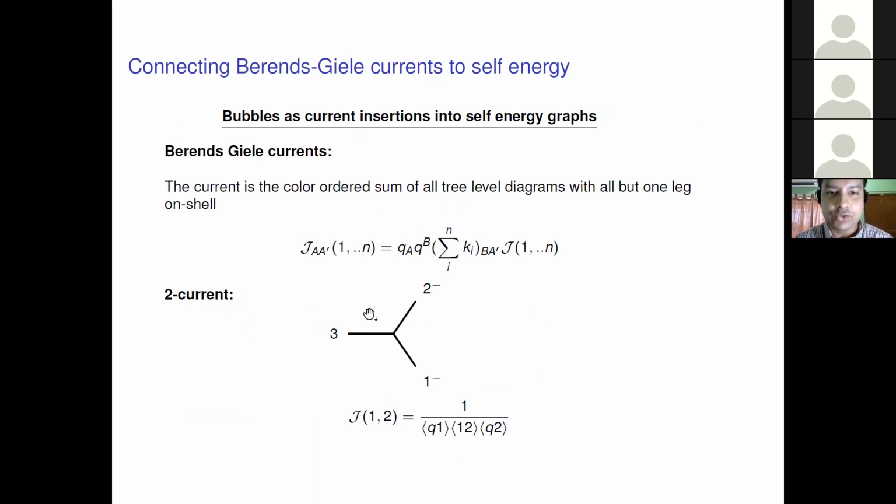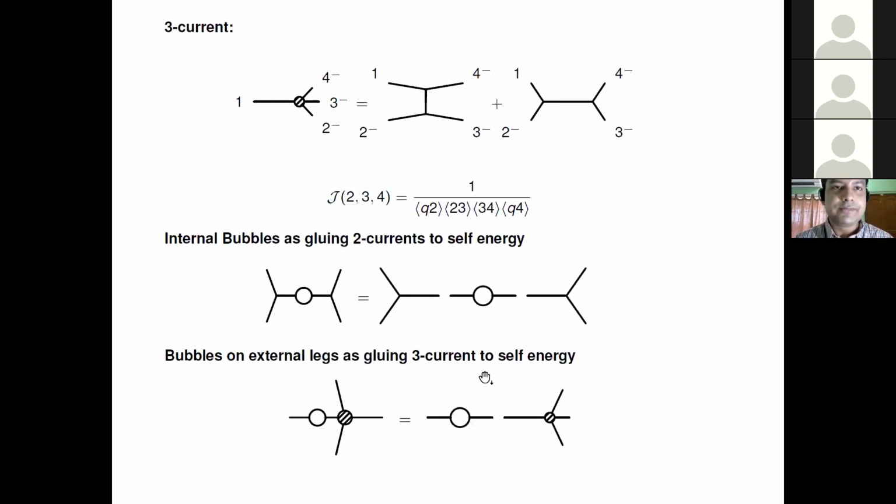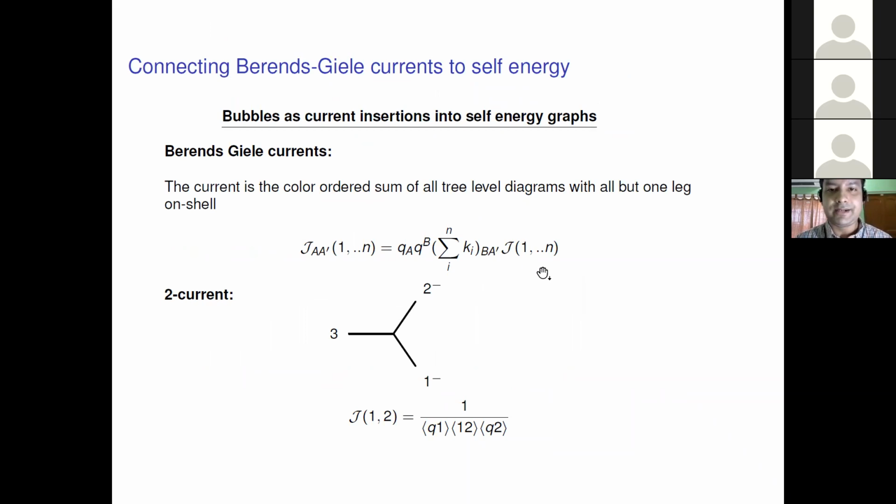For example, this is the 2 current. This current has this particular index structure. There is a q A, q B, which are the auxiliary spinors, and there is a sum over momenta, v A prime, and then there is a scalar part of the current. We can use the Berends-Giele recursion relation to compute the scalar part of these currents. For example, the 2 current is given by this, but there is an angle bracket spinor contraction in the denominators. The 3 current is given by this factor. And there is a general expression for the N current, which I have not written explicitly, but there is a general form of the N current.